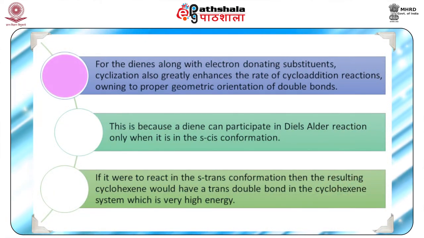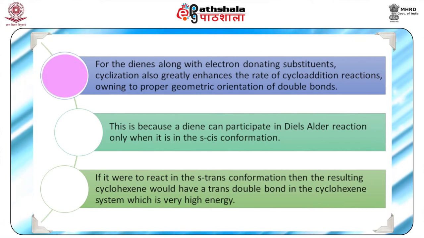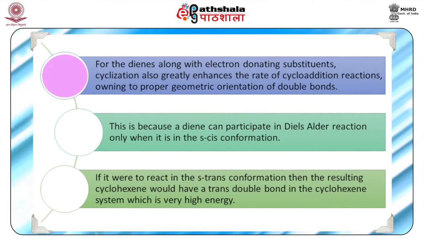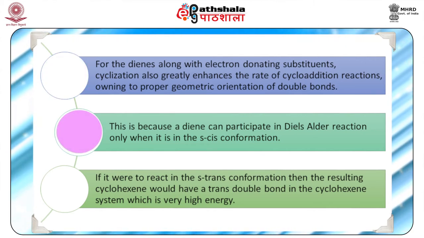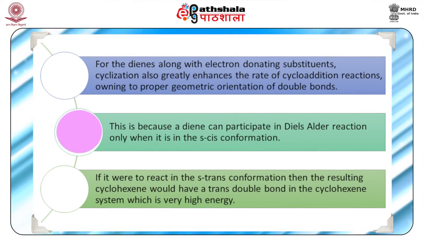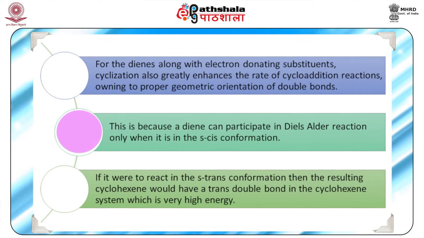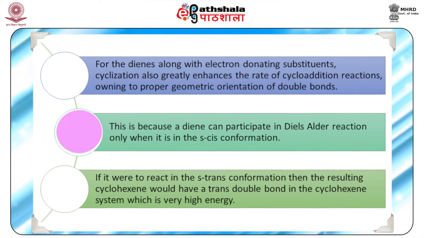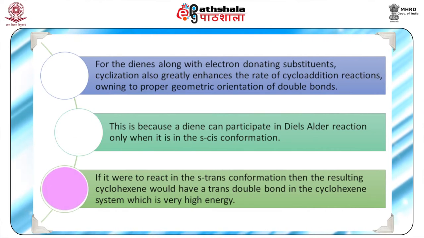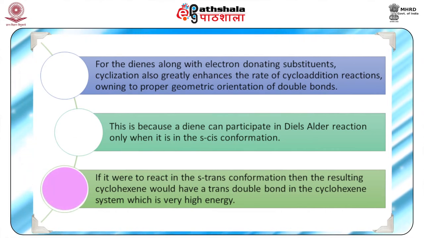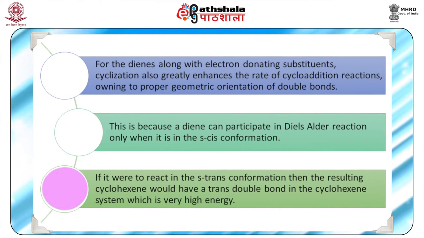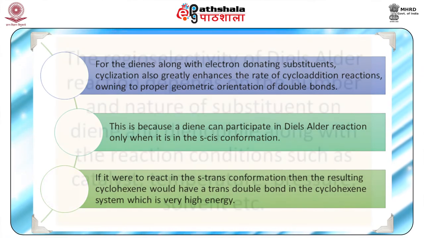For the dienes, along with electron donating substituents, cyclization also greatly enhances the rate of cycloaddition reactions, owing to proper geometric orientation of double bonds. This is because a diene can participate in Diels-Alder reaction only when it is in the s-cis conformation. If it were to react in the s-trans conformation, then the resulting cyclohexene would have a trans double bond in the cyclohexene system, which is a very high energy situation.